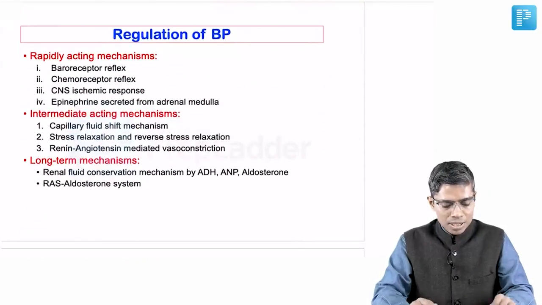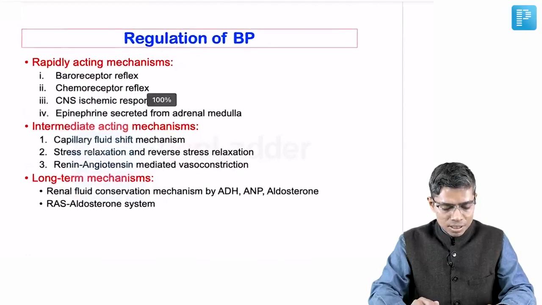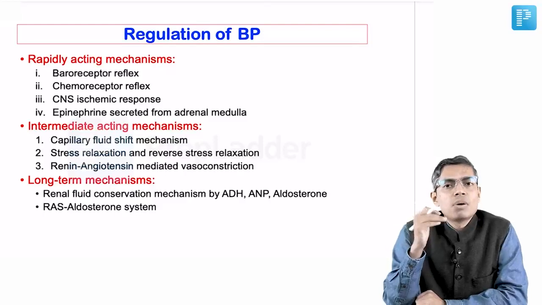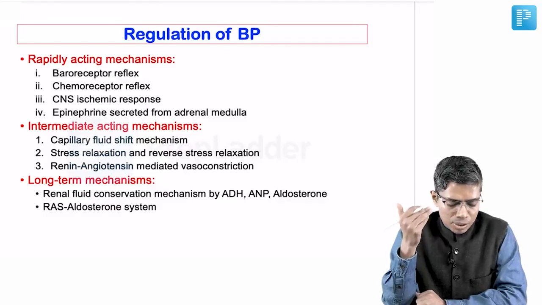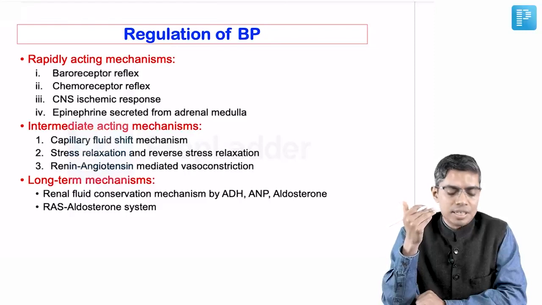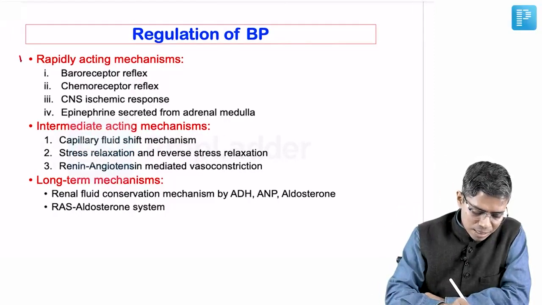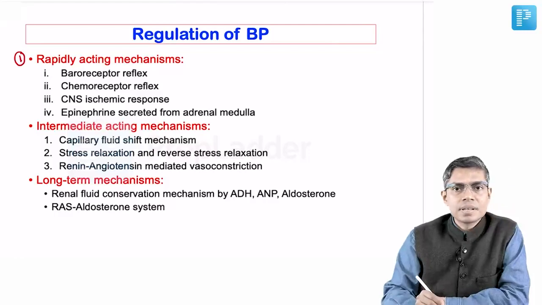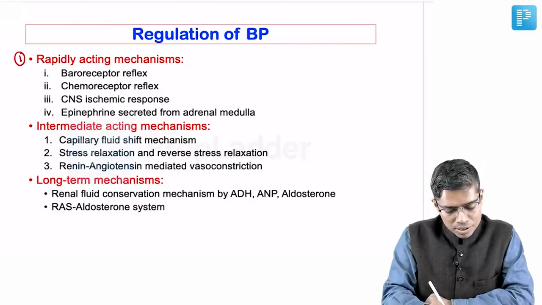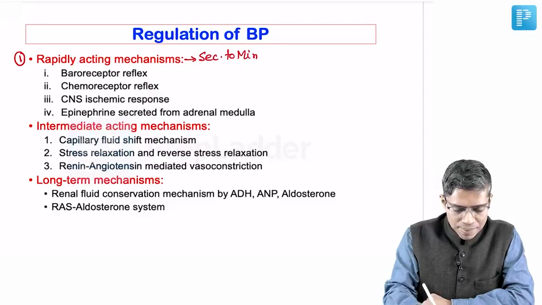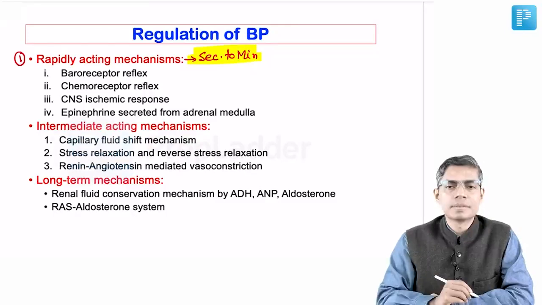Okay, now we are coming to the regulation of the blood pressure topic. So now we know different types of blood pressure. Now we are going to understand how this blood pressure is regulated. As you can find out here, there are three major groups of mechanism. Rapidly acting mechanism: this mechanism will start working within seconds, within seconds to minutes. That's why they are known as the rapidly acting mechanism.